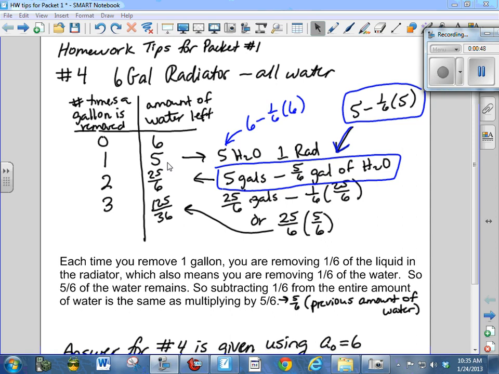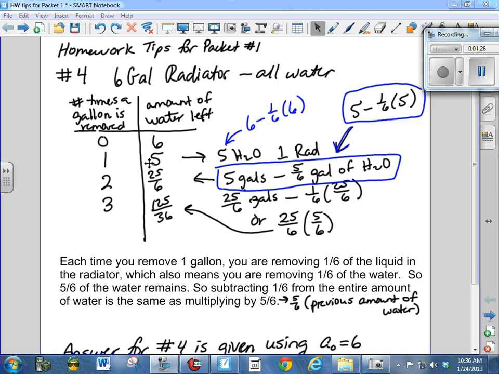Now when you take a gallon out, it's a little trickier. So I want you to refer down to here. Each time you remove a gallon, you are removing 1/6 of the liquid in the radiator, which also means you are removing 1/6 of the water. So assuming everything's mixed up, there are only 5 gallons of water left, so you are removing 1/6 of 5 gallons. So now you have 5/6 of 5 gallons remaining. If you remove 1/6, 5/6 of whatever water there was in there remains.